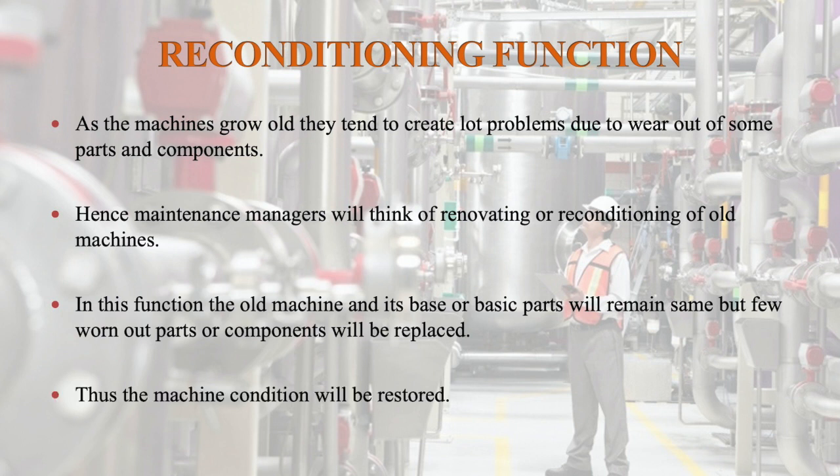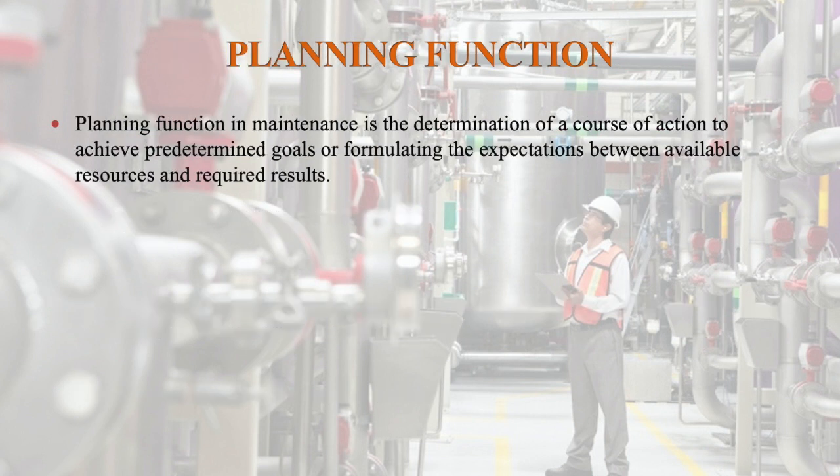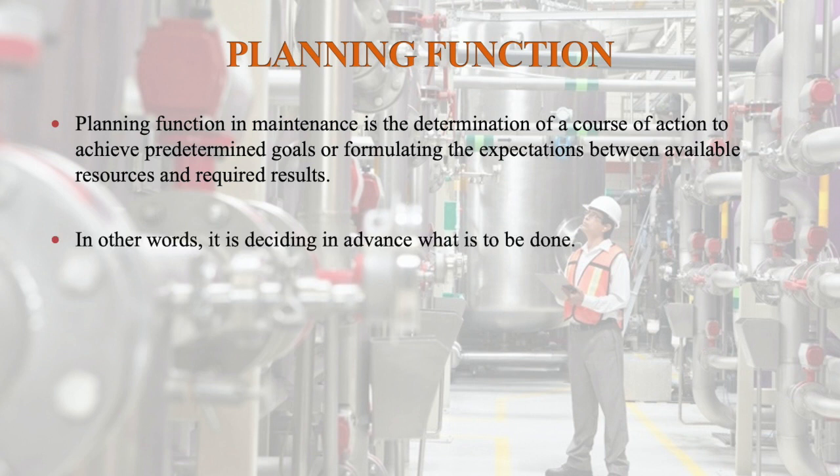Thus, the machine condition will be restored. Planning function. Planning function in maintenance is the determination of a course of action to achieve predetermined goals, or formulating the expectations between available resources and required results. In other words, it is deciding in advance what is to be done.